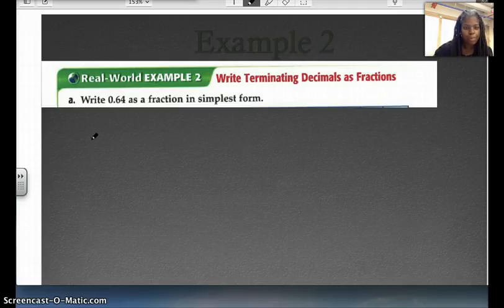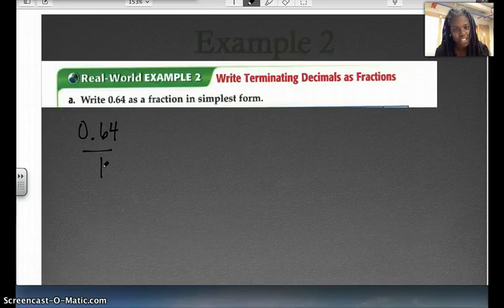And so what I'm doing is I'm taking 0.64, and I'm going to put it over the number 1. Remember, last example we had, we put a whole number over the number 1, and what we found is that it didn't change the value. Similarly here, putting any number over the number 1 doesn't change the value. However, I have not answered the question.